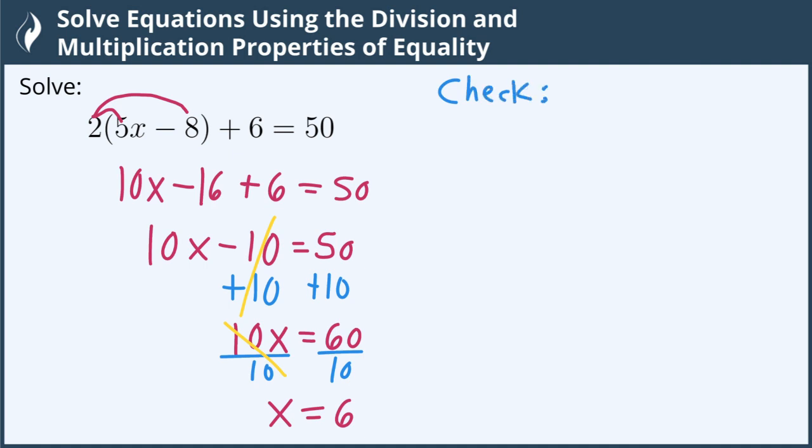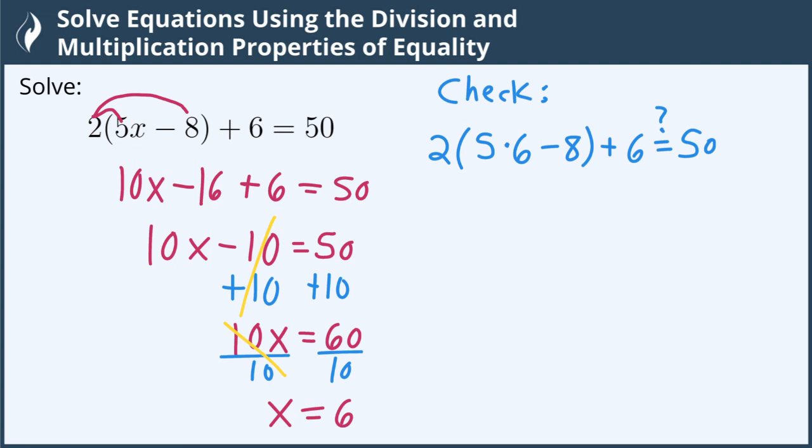So I go back to the original equation, and I'm going to write it out again. So I have 2 times, and then I have 5x minus 8. Now I'm going to write that as 5 times, I found my x was 6, minus 8 plus 6 equals 50. So again, I replaced the x in the original equation with the number I found, x equals 6. We're going to use order of operations on the left-hand side to try this simplification.